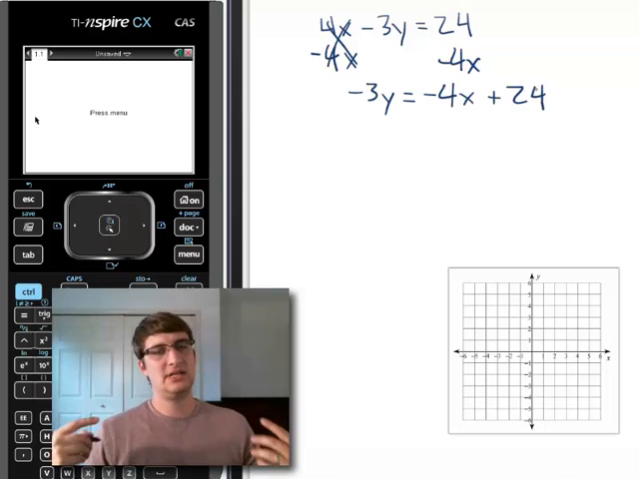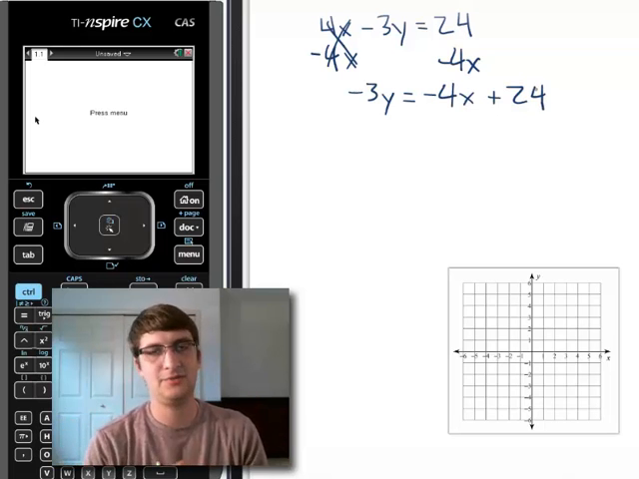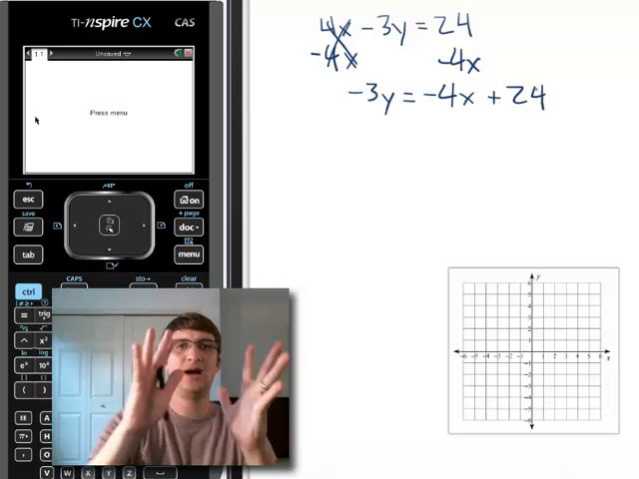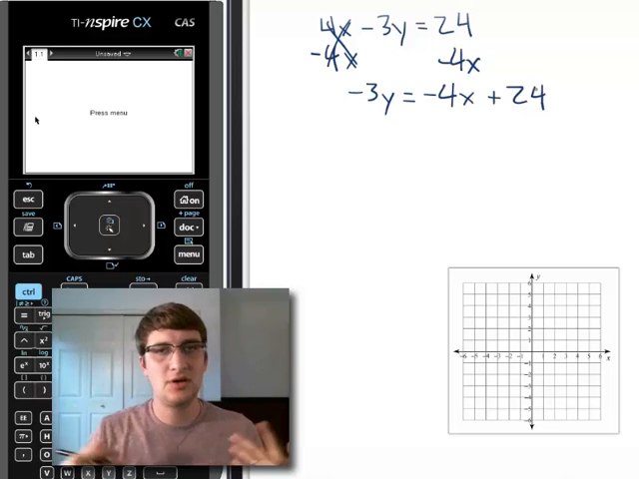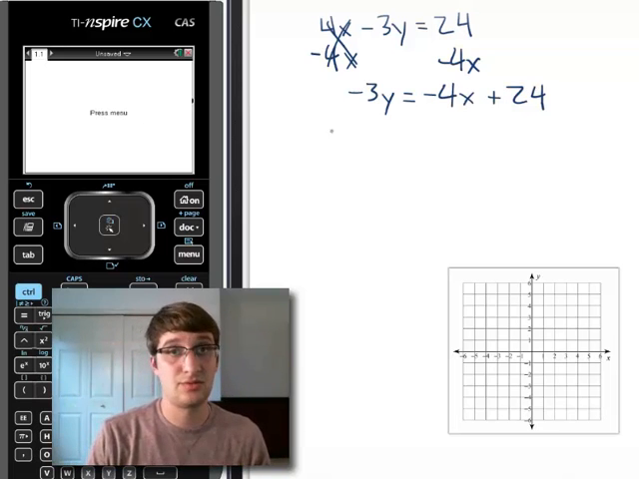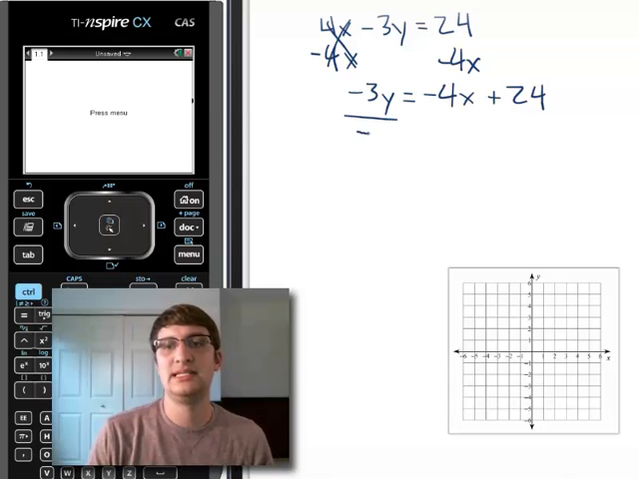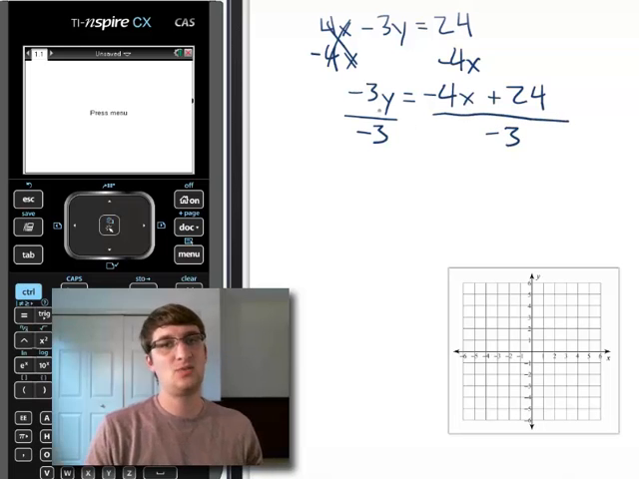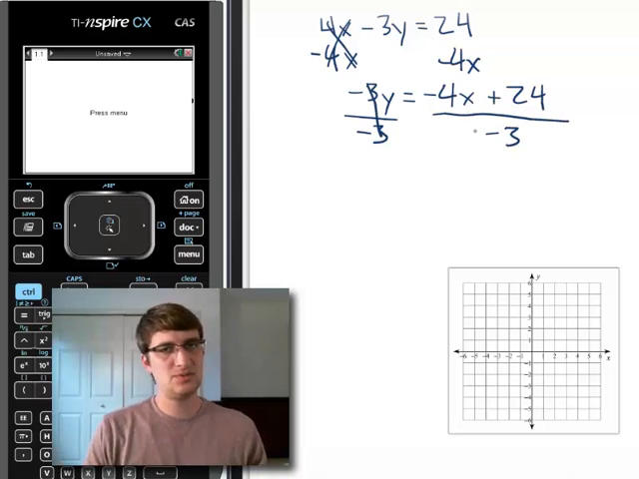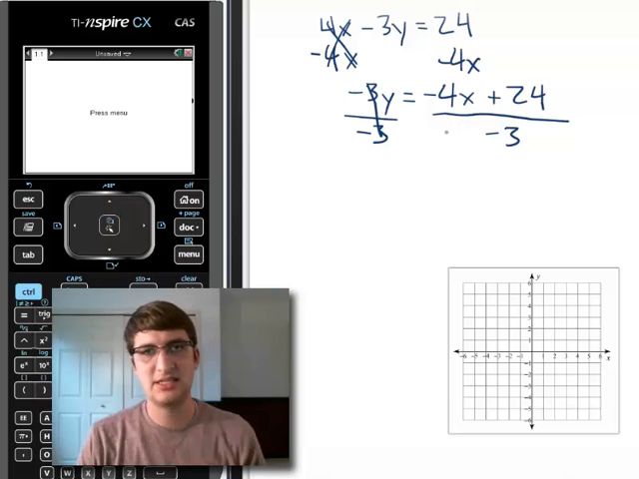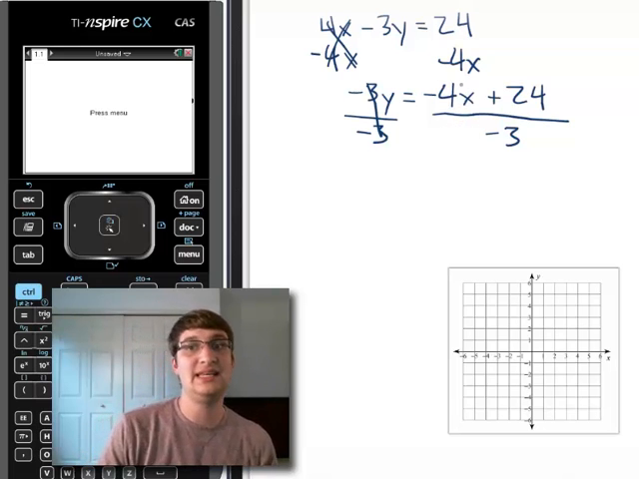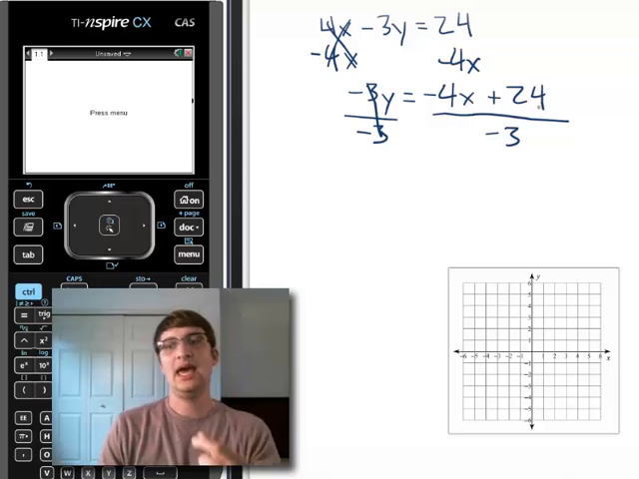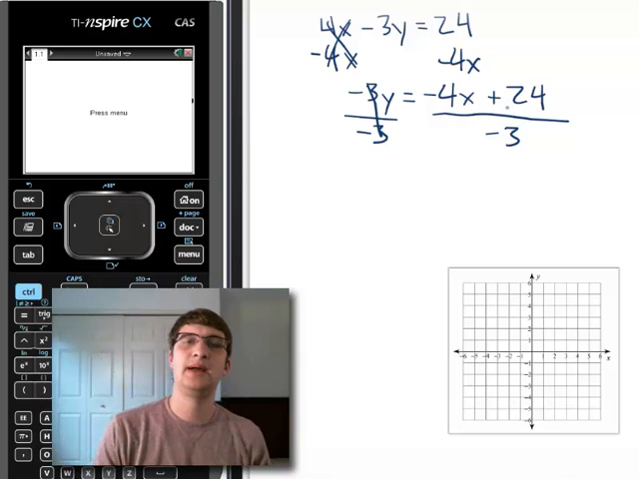Now, there's a negative 3 attached to the y. I don't want that negative 3 there because I want it to be y equals something. So I'm going to divide by negative 3 because that will detach it from y. I have to make sure that I divide the whole other side by negative 3 as well. These negative 3s will cancel, and just like the distributive property, I'm going to make sure that the negative 4x gets divided by negative 3 and positive 24 gets divided by negative 3.